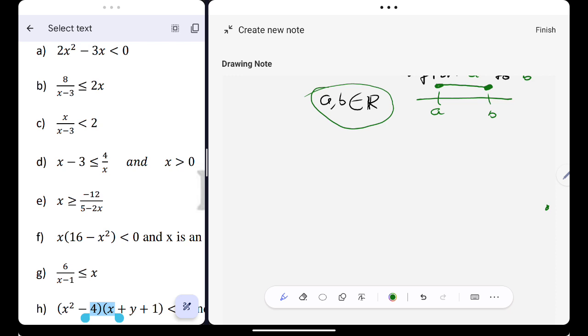Okay, where do we find the answer of the inequality? We find it from a number line. Are you together? A number line that has what? Critical values. Let me just start with 2.